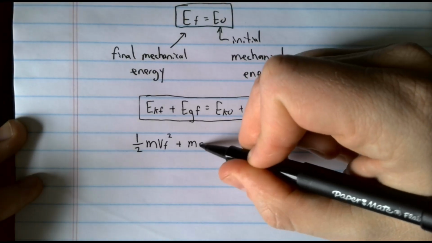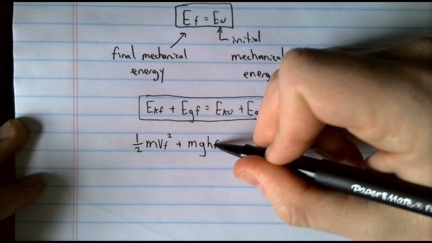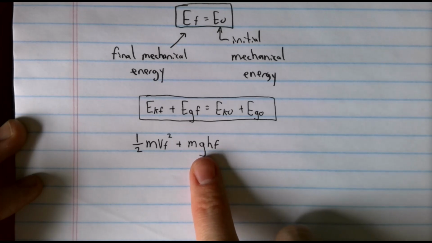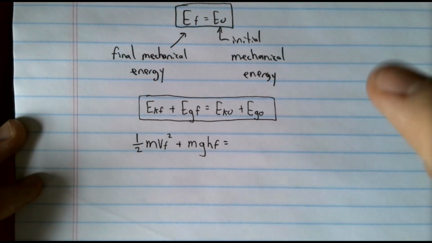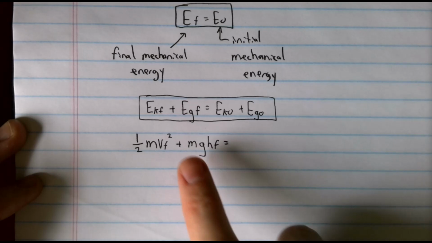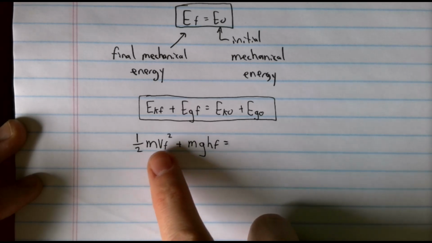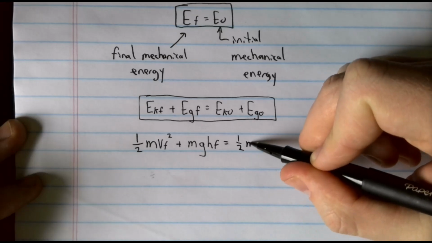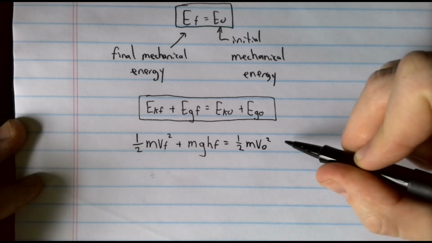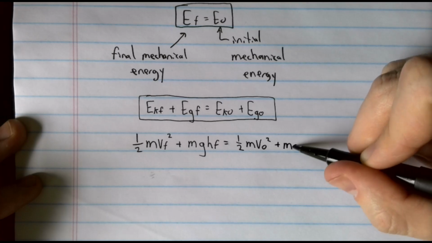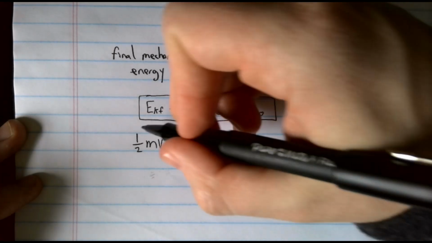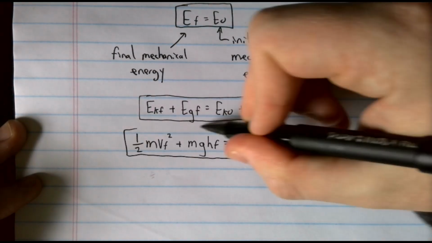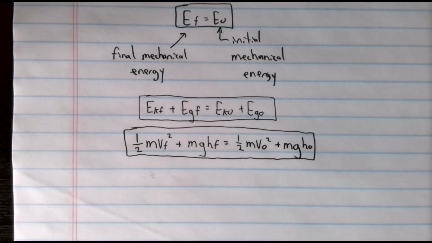Plus mgh_f, that's the final potential energy of the object. E_Ko is going to look just like this one, but instead of final velocity, it's initial velocity. And there it is. This is the most general form of the conservation of mechanical energy.